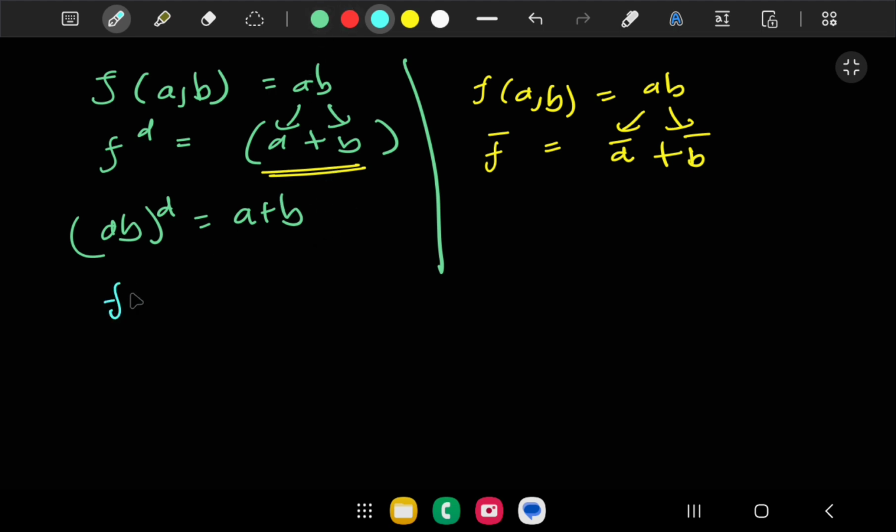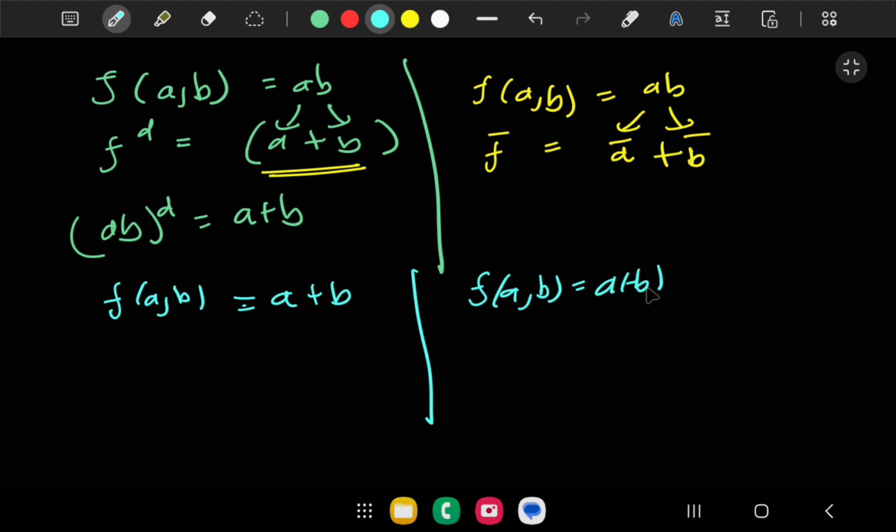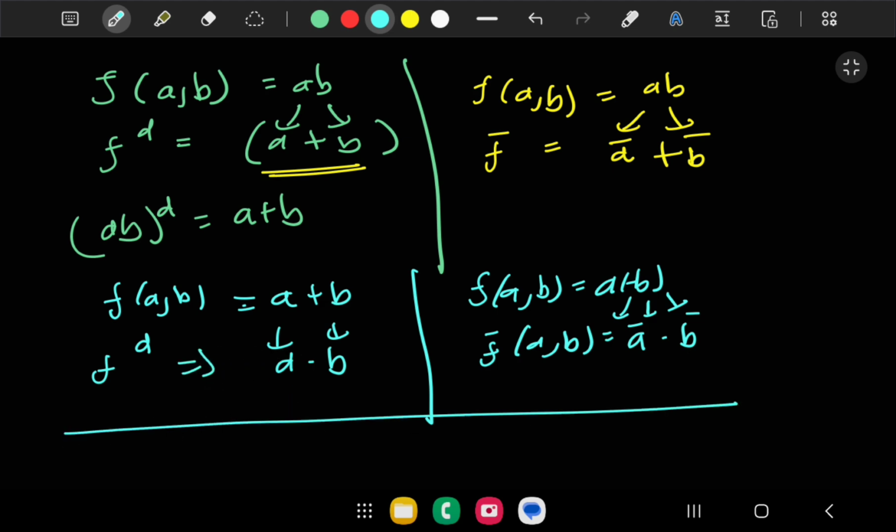So if I give you this function f(a, b) = a plus b, and you have to find the complement, then how to find the dual? Don't disturb the literals, right? Just do this. Everything is same as this. So this is the entire idea.